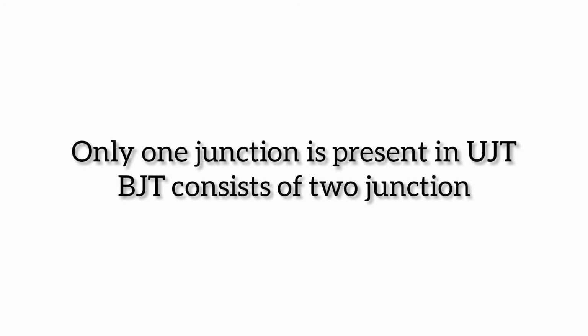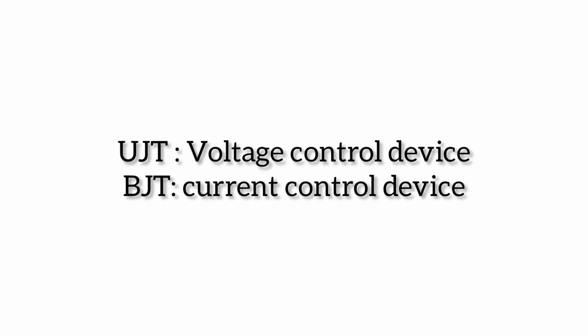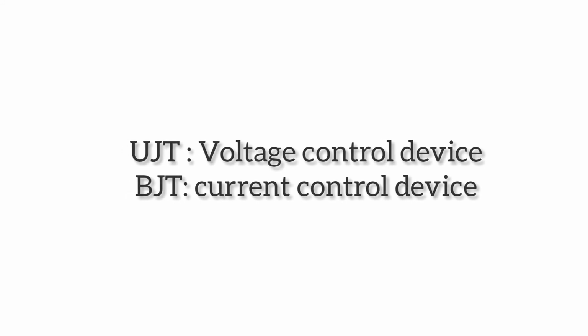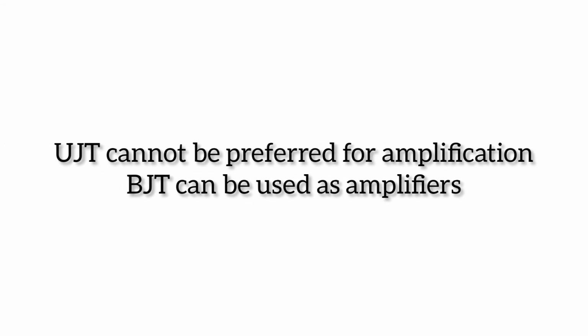What is the main difference between UJT and BJT? Only one junction is present in UJT. BJT consists of two junctions. It is a two-junction transistor. UJT can be used as a voltage control device and BJT can be categorized as a current control device. UJT cannot be preferred for amplification. BJT can be used as amplifiers.